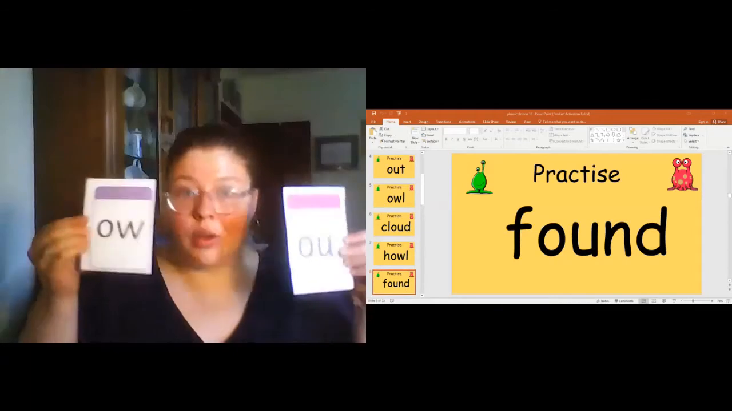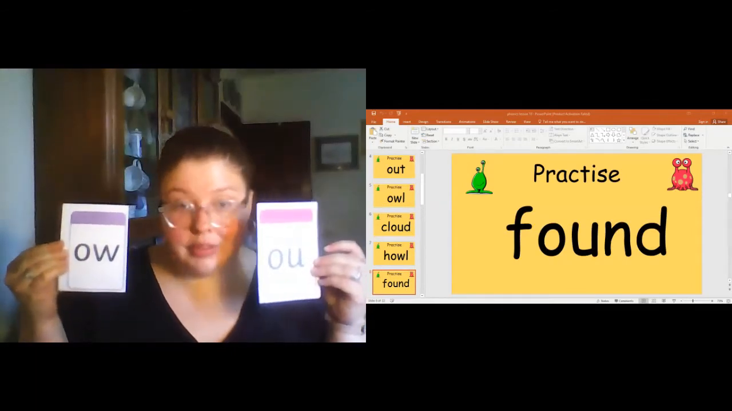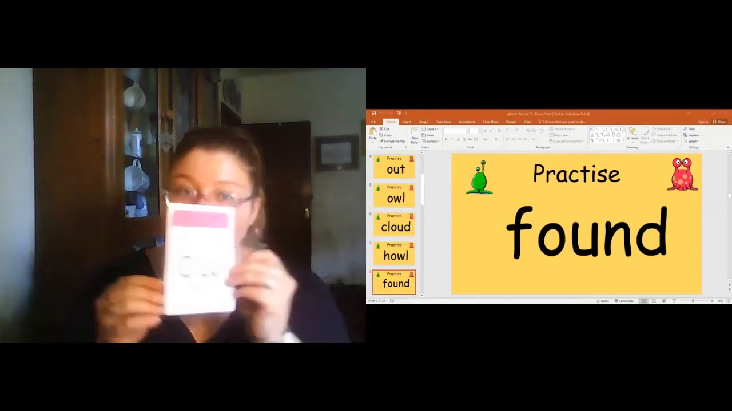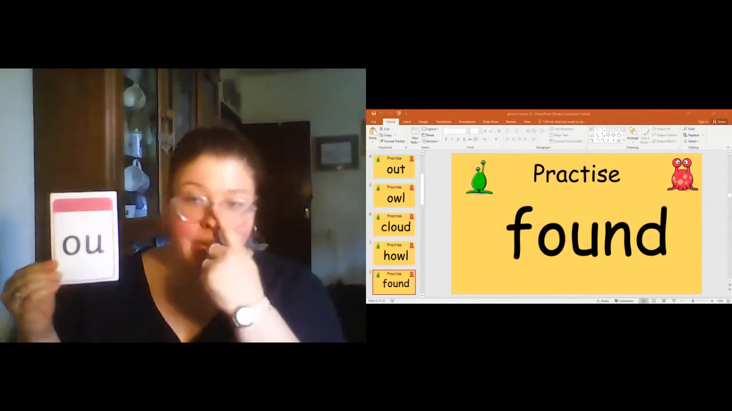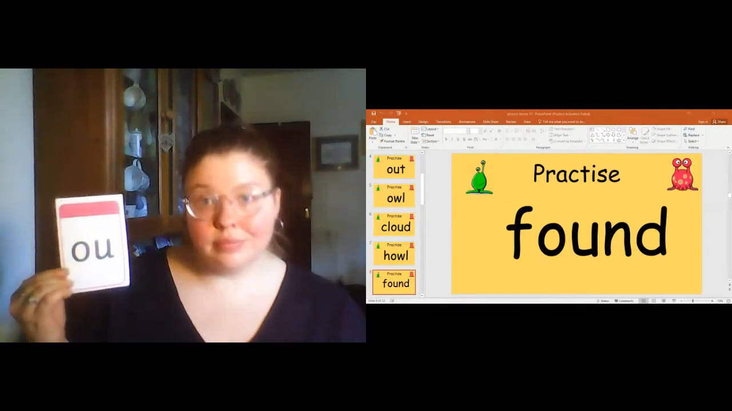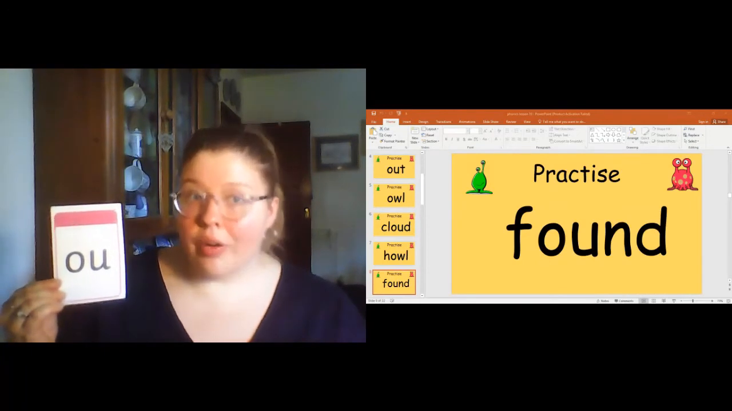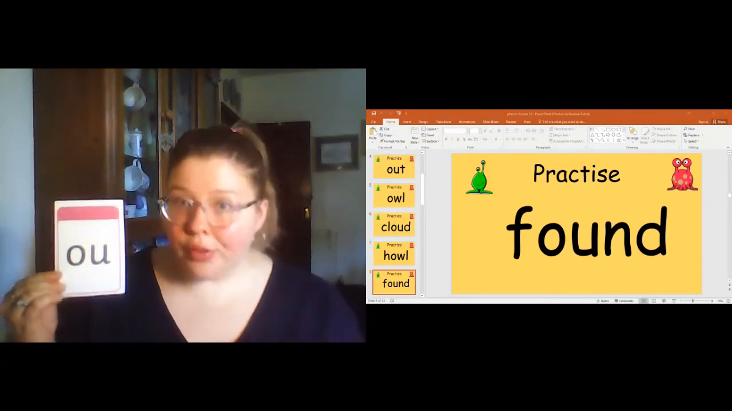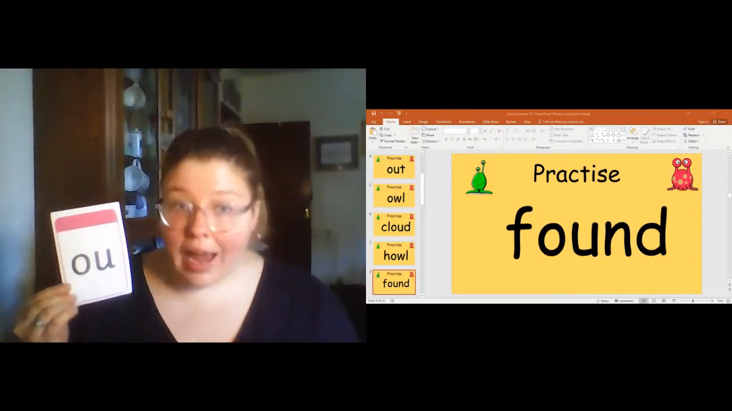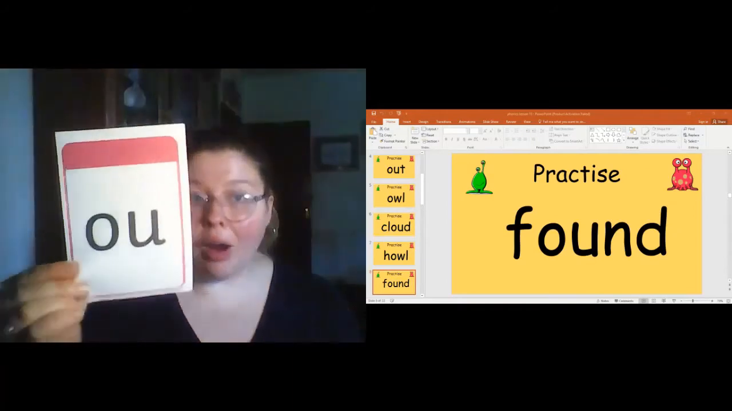Okay. Can you spot which grapheme is in this word? You're right. It's this ow. Have a go at blending that word back together. Ready? Okay. Ow, d, found. Let's do that one more time. Ow, d, found.